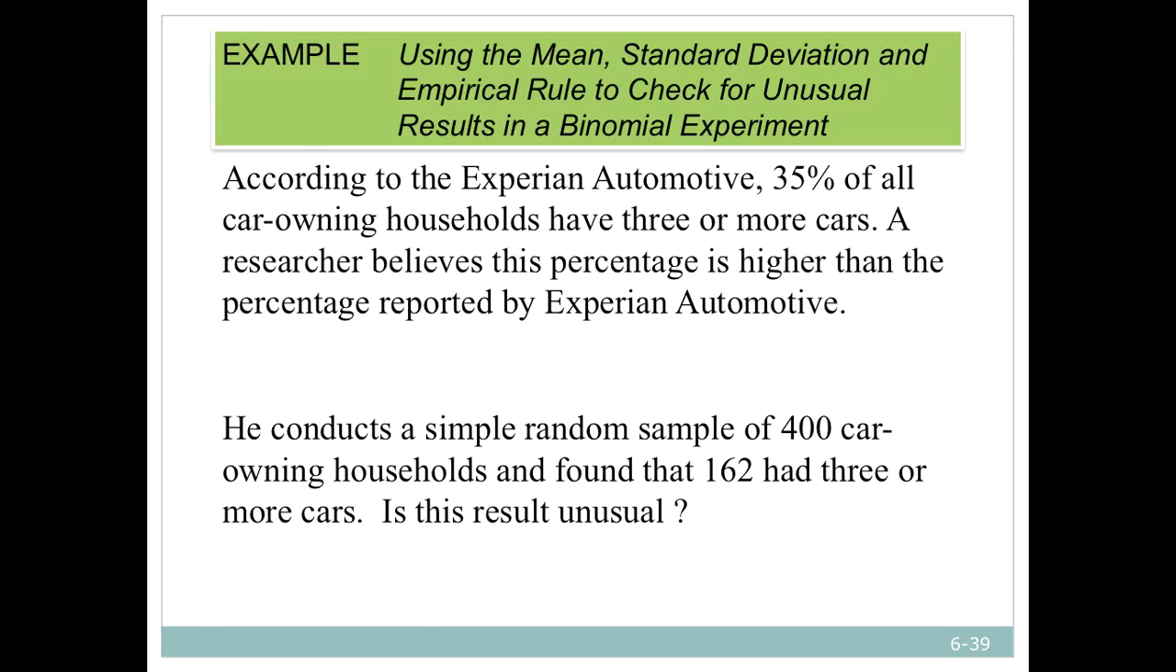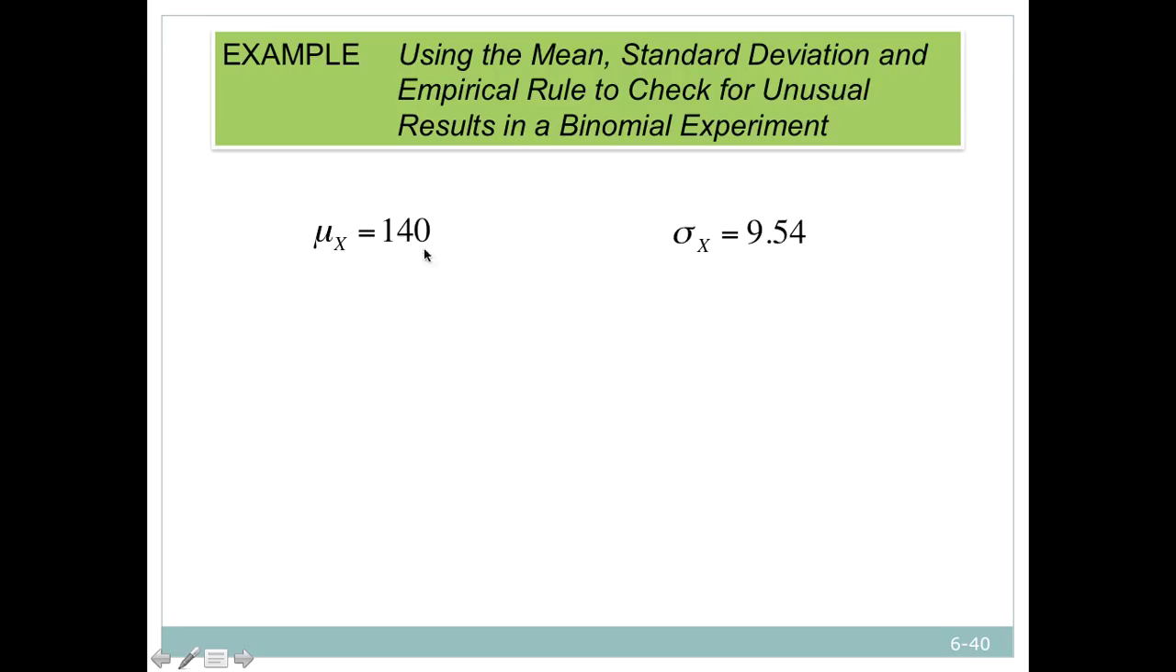So if we look at our example here where we have Experian Automotive, let's say that a simple random sample is conducted and it's found that 162 of them have 3 or more cars. What we want to know is if this result is unusual. All we need to do in this case is use our mean of 140, which is what we expect, and our standard deviation of 9.54.